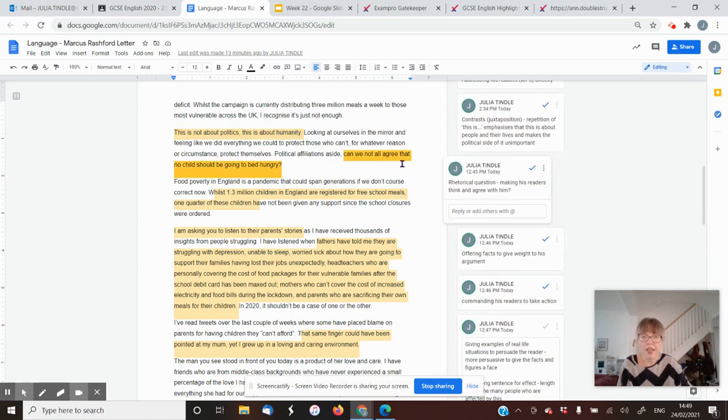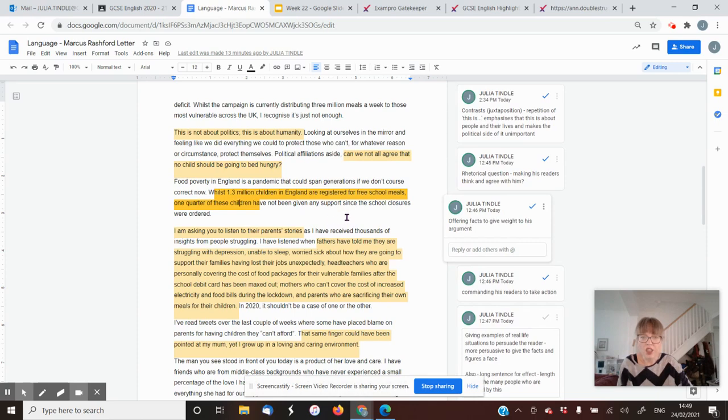And here again, he asks a rhetorical question. So he's making his readers think and agree with him. And surely I'd hope there's not many people in the world that would say that it's okay for a child to be going to bed hungry. So again, he's sort of empathising with his readers, making his readers empathise with him.